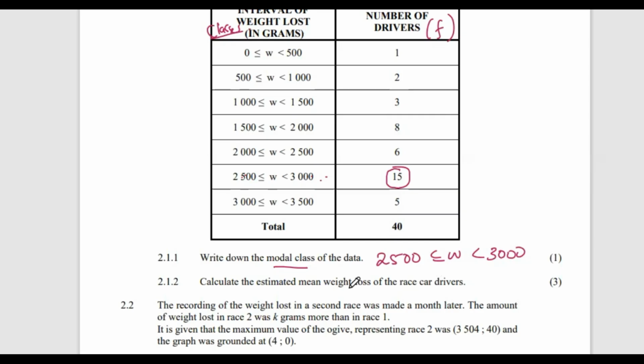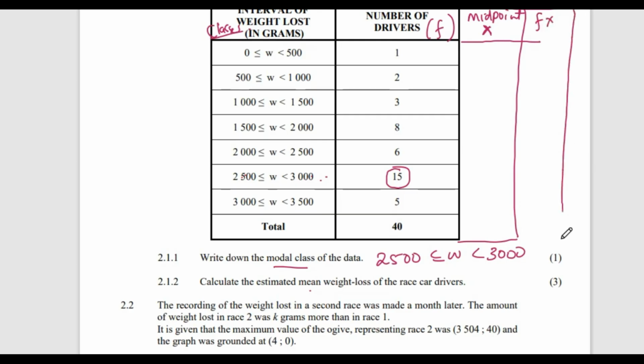Then they want us to calculate the estimated mean weight loss of the drivers. Okay. So remember, it's a process that was done way back in grade 10, but I'll just try to push it there first. Okay, so we had the X, which X was the midpoint of the class intervals. And then this was the F of X, the product of the frequency, and then that. So we already have the total number. So this is summation of F, the frequency.